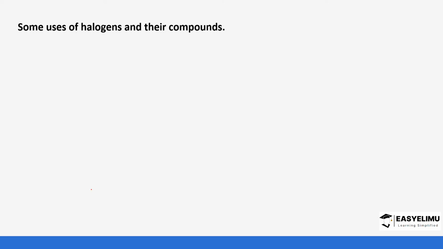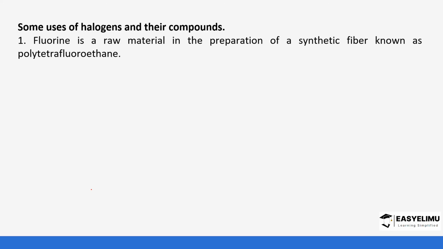So next we look at some uses of halogens. Remember we said you have to be very specific with uses. Do not generalize uses of halogens and say like halogens are used in this and this. You have to be very specific on the specific type of halogen. So for example, fluorine is used in the manufacture of polytetrafluoroethane, which is a synthetic fiber.